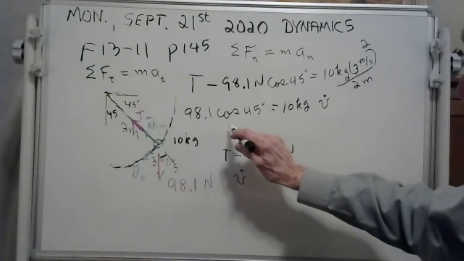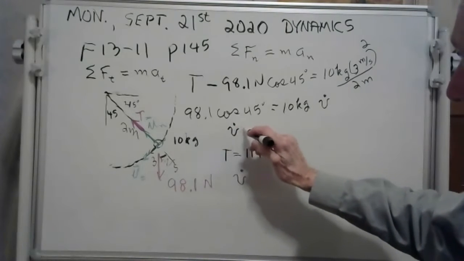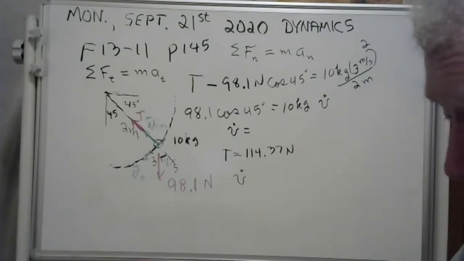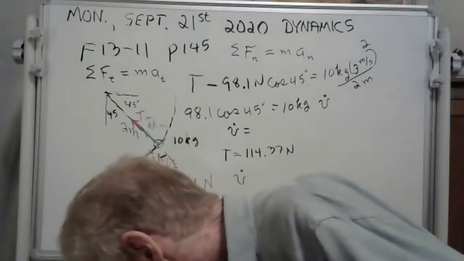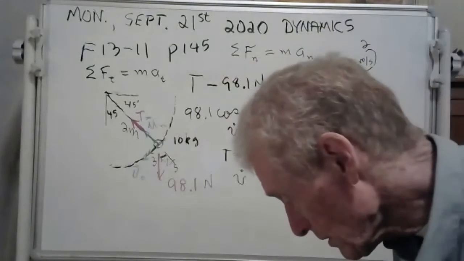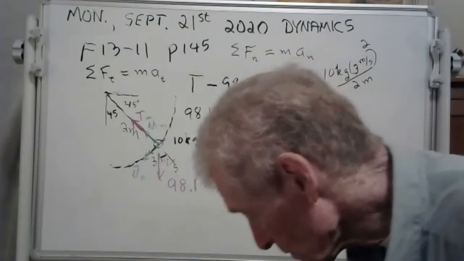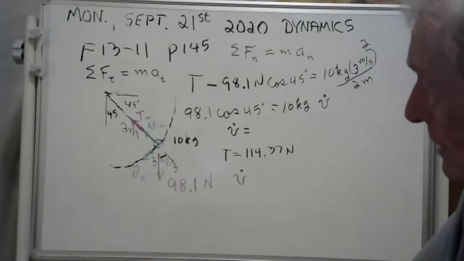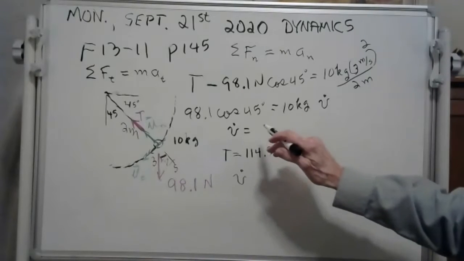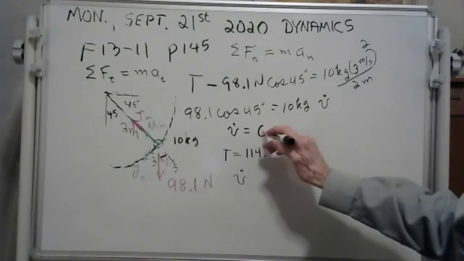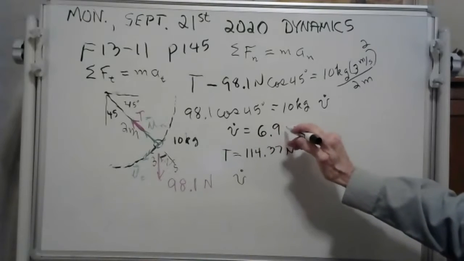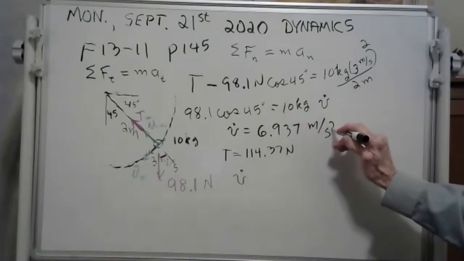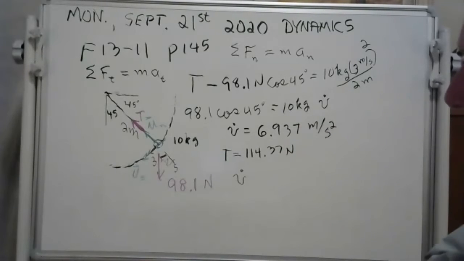Well, I got an answer for what it is, the rate of change of your speed, the increase in speed, that's what they call it. What it is, the tangential acceleration, and what I'm getting is 6.9 and so on. Okay, ta-da, we just finished it.